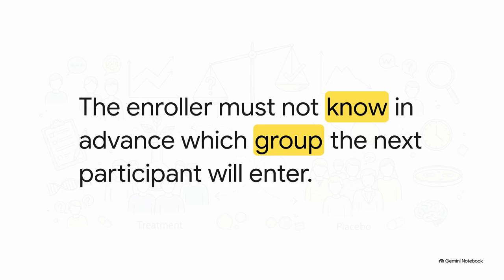If a researcher knows the next open spot is in the experimental group, they might consciously or even unconsciously enroll someone they feel will really benefit from it. Allocation concealment stops that bias dead in its tracks and protects the integrity of the whole trial.